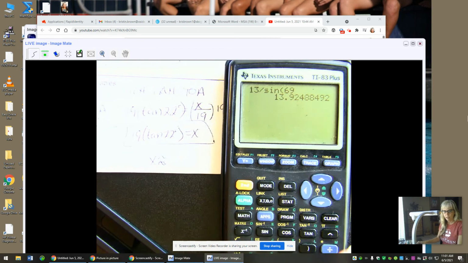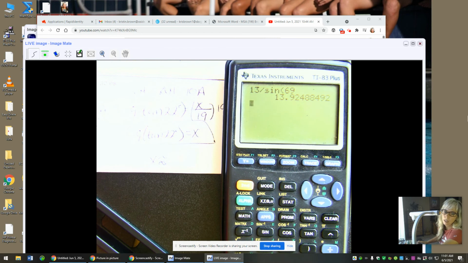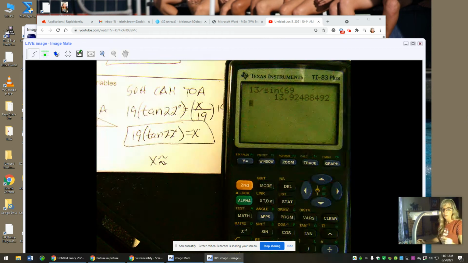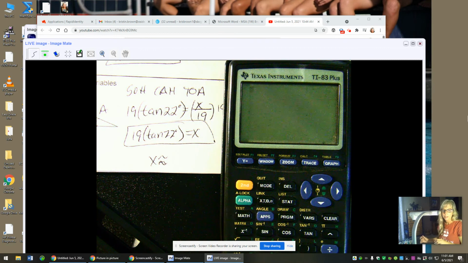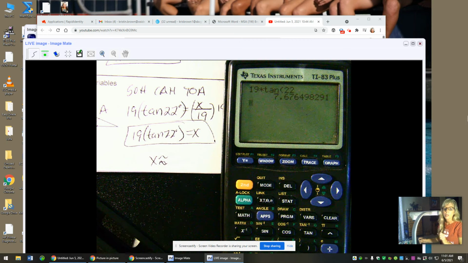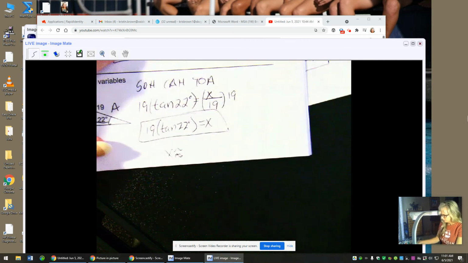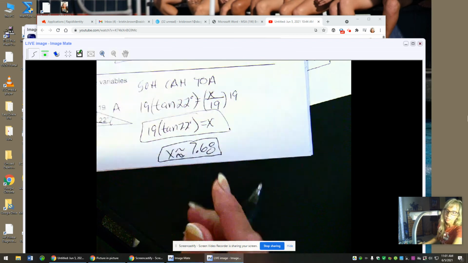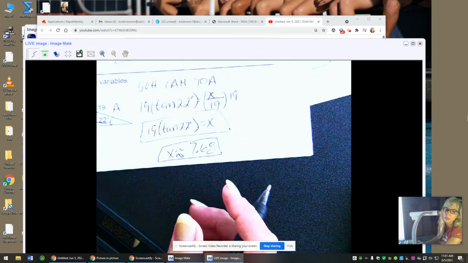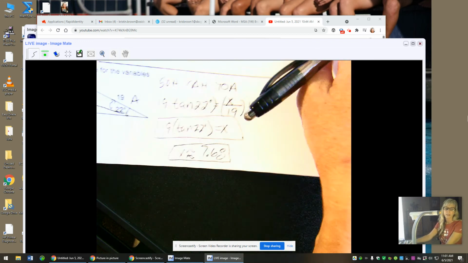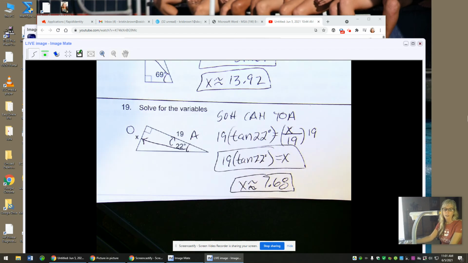Squeeze this all in. I don't know why it's showing up funny like that. Well, we can't see it. Is this helping? Kind of. Oh, that helped a lot. Now I'm in the dark. That's fine. 19 times tangent of 22, we get 7.68. I'm just in the dark. I'm going to make it a little brighter for me. Okay, that is number 19.